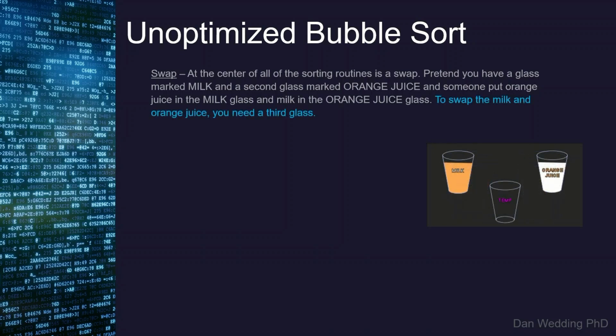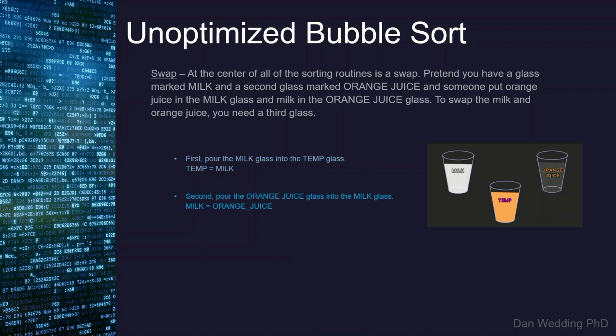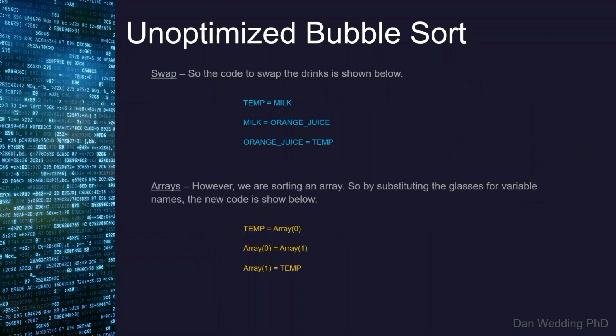To swap the milk and orange juice, you need a third glass. First, pour the milk glass into the temp glass. Second, pour the orange juice glass into the milk glass. Third, pour the temp glass into the orange juice glass. So the code to swap the drinks is shown below.